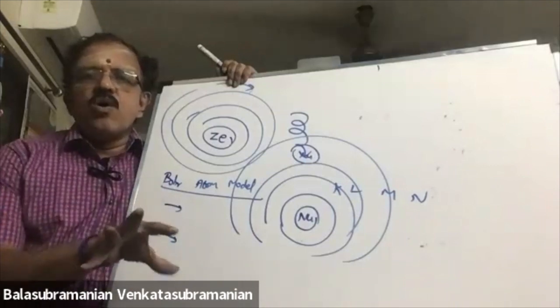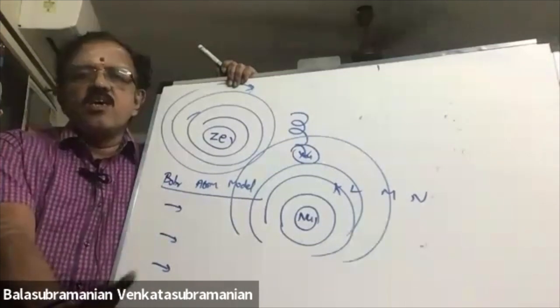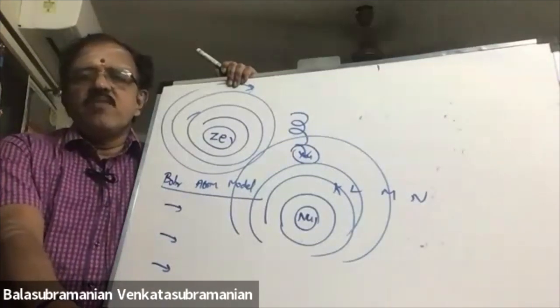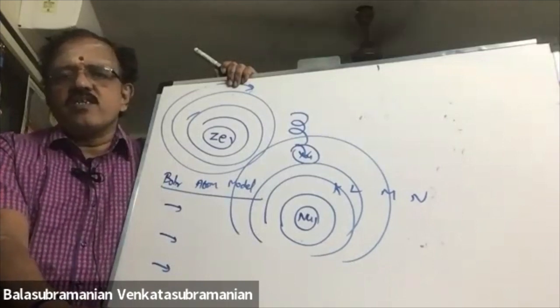Hydrogen atom alone, it completely holds good. But when you go for complex structure of atoms, Bohr atom model fails.